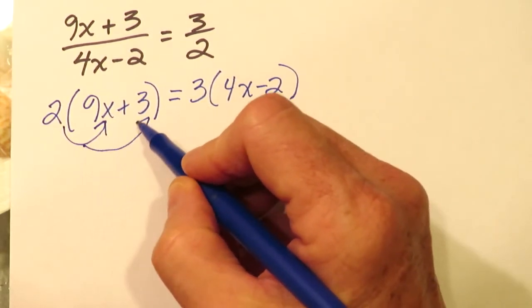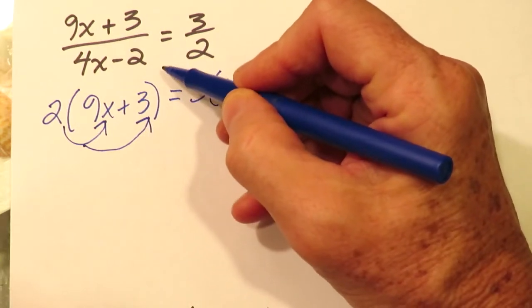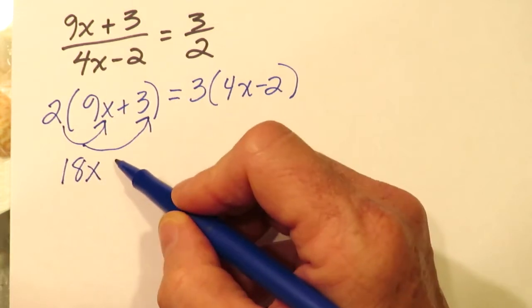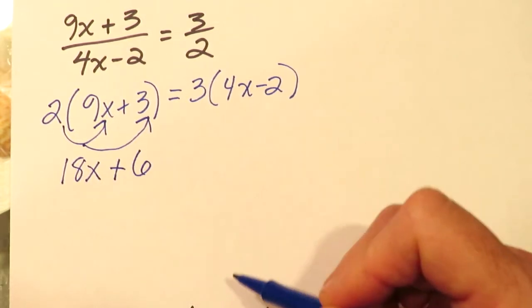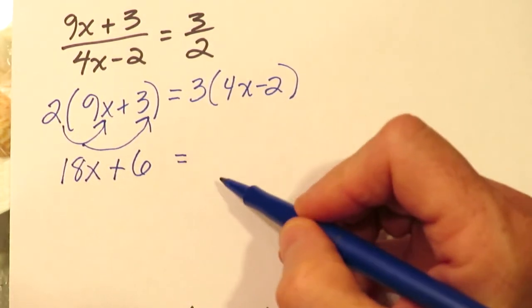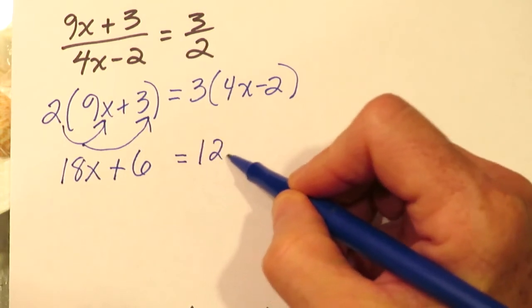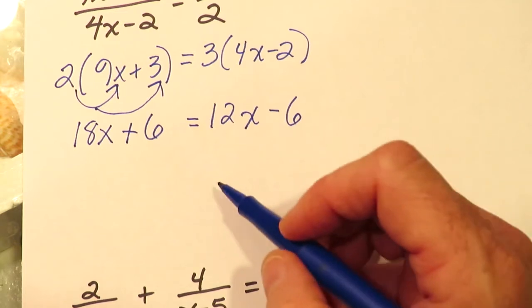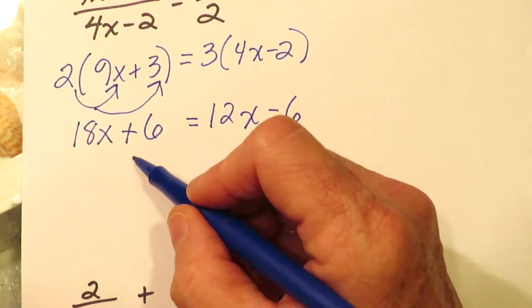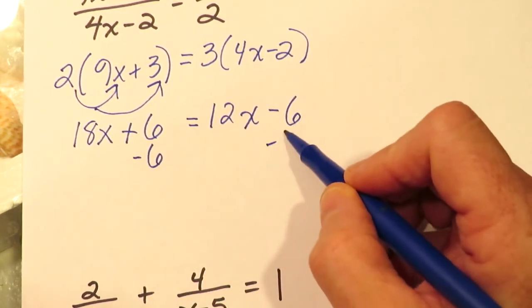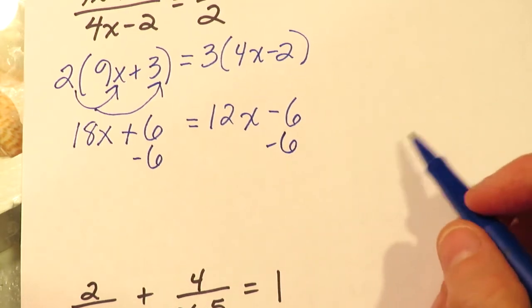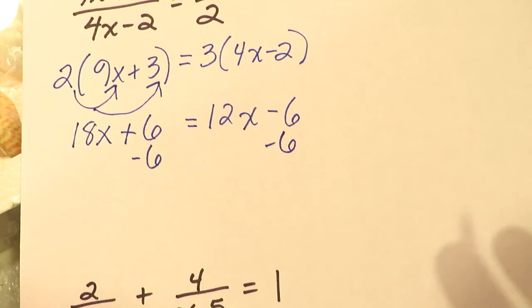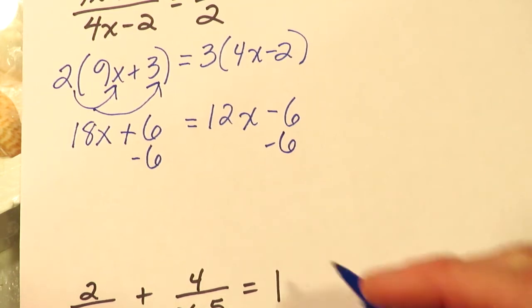And once again, I can distribute because the power is 1 here. If there was a power there, I would not be able to just multiply that 2 through. So I get 18x plus 6 on the one side, and I get 12x minus 6 on the other side. And if I then subtract 6 from both sides, I also could have added 6 to both sides. It's just I need to try to get variables on one side and numbers on the other side.